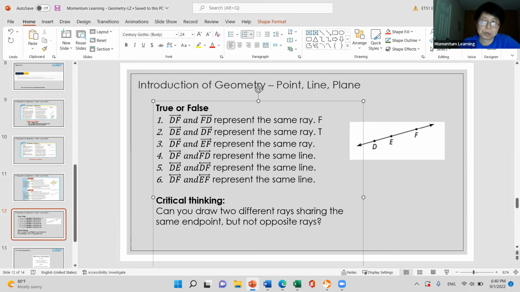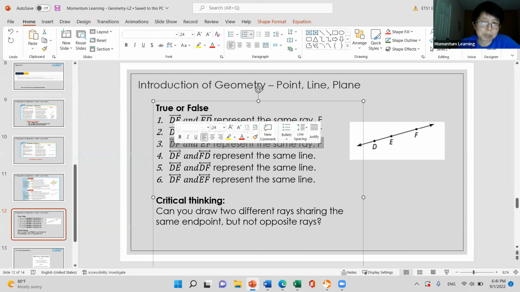So that's true. How about this one? DF and EF, are they representing the same ray? They have the same direction, but they do not have the same endpoint. So that's false.